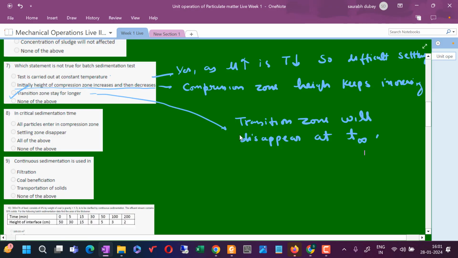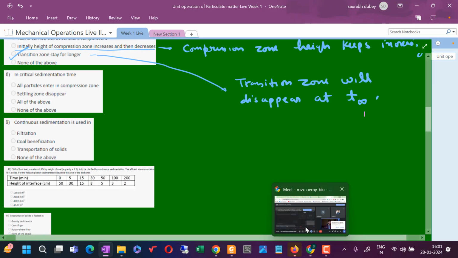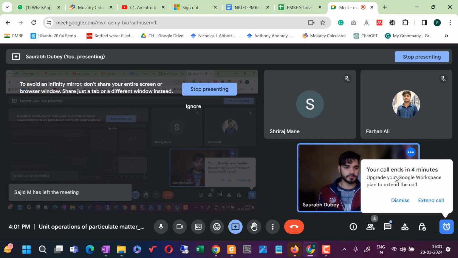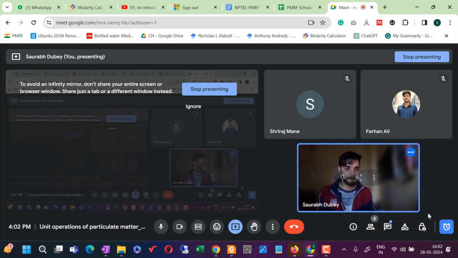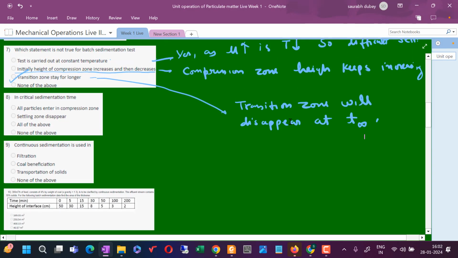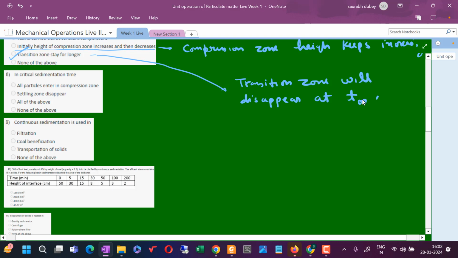So if you see in the critical... so I have to reconnect after some time. Maybe some issue is there. I will see once it disconnects. Some problem is there with the Google Meet. Okay. So let it happen and I will reconnect the call. So the transition zone will be disappearing at T infinite.